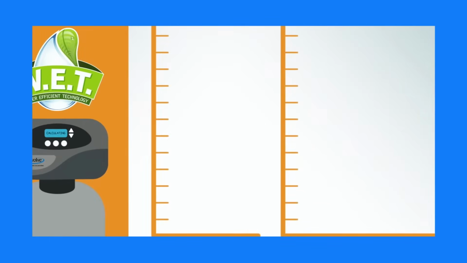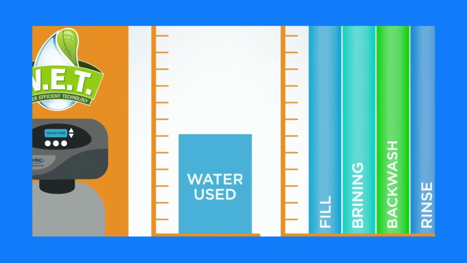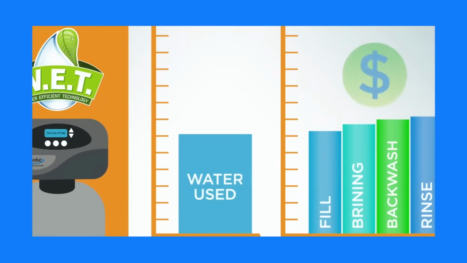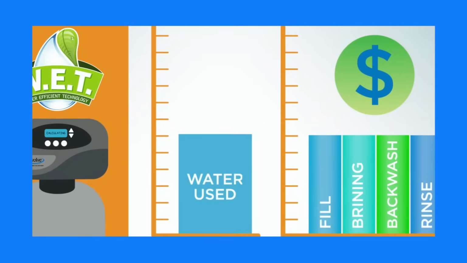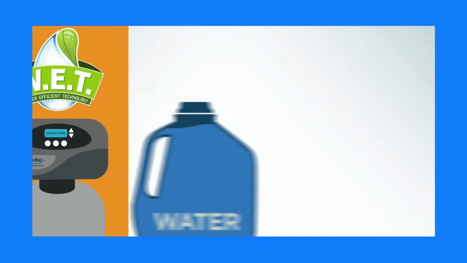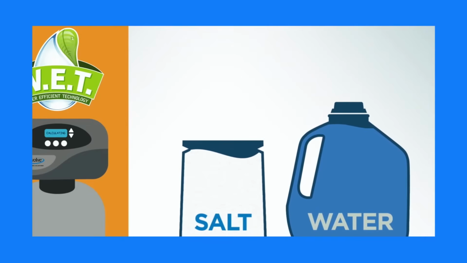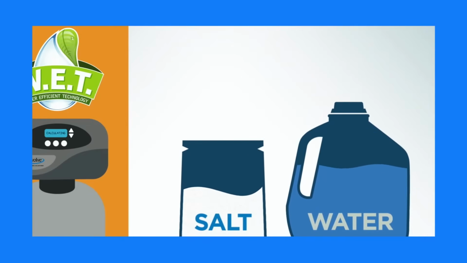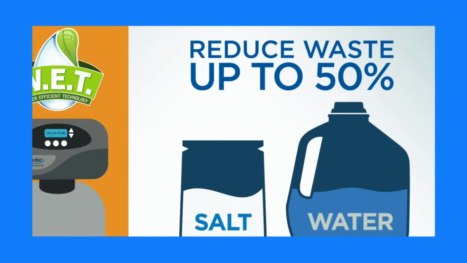Based on water usage, softeners equipped with Wet know how much of the resin inside was used, adjusting its cycles to use the exact amount of salt and water needed for regeneration. Compared to other high-efficiency systems, Wet reduces salt and water waste by as much as 50% during every regeneration.